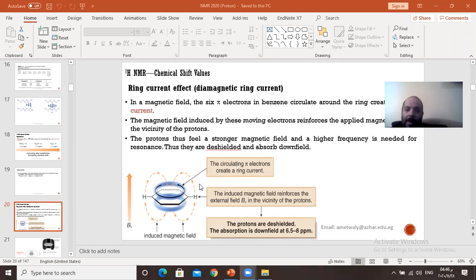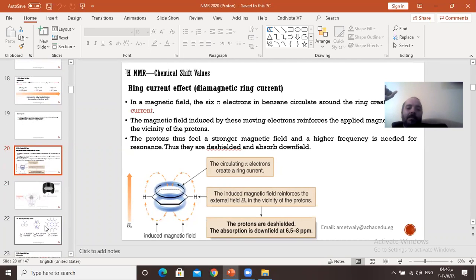Okay, let's go back. If we have a proton here outside the ring, this proton will be affected by another magnetic field due to the anisotropy. This magnetic field is in the same direction as the applied magnetic field, which makes a much larger magnetic field affect the proton. So it will make the difference between those states, lower energy and high energy, much bigger. But if we have a proton here inside the ring, it will be shielded and it will be the vice versa.